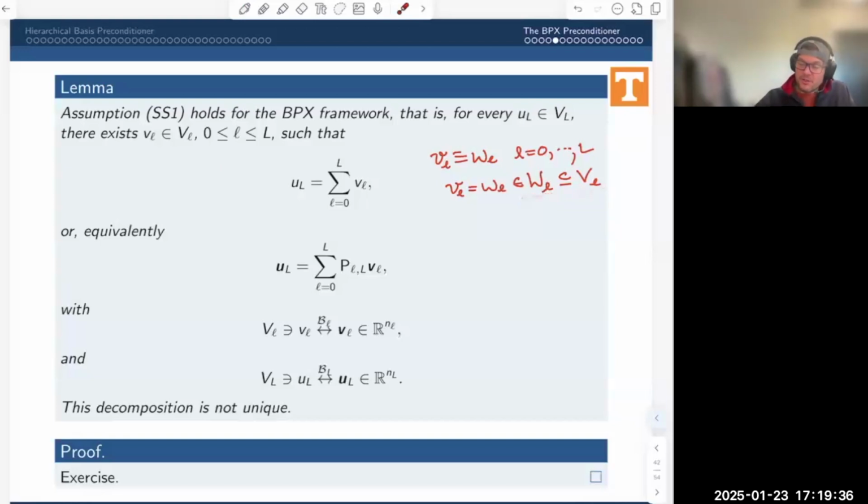So this one works as well, a hierarchical basis decomposition. So that kind of proves the theorem right away. There's two objects there, so this decomposition is not unique. So that exercise is done for you.